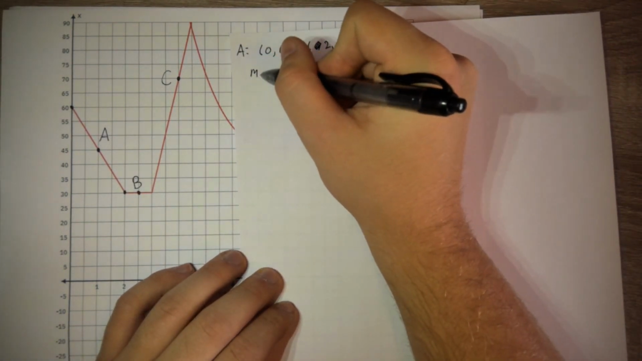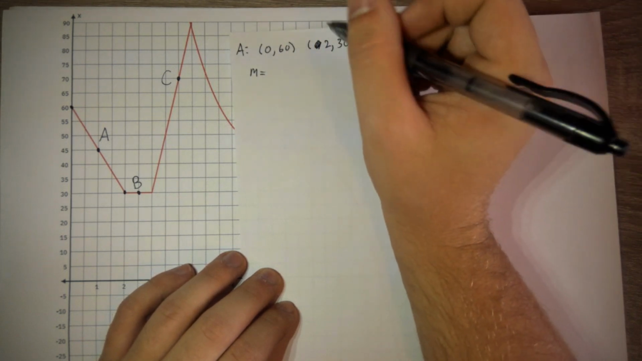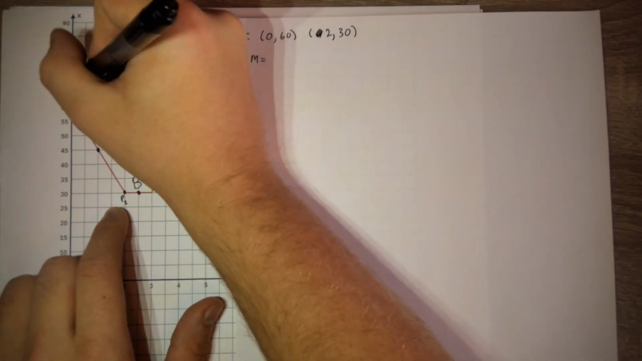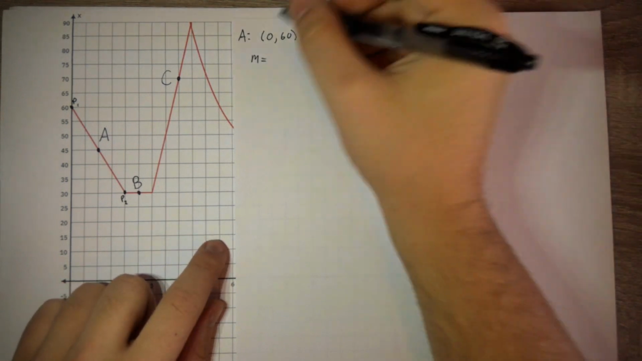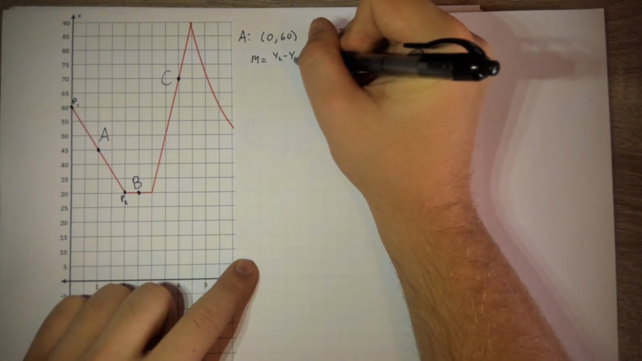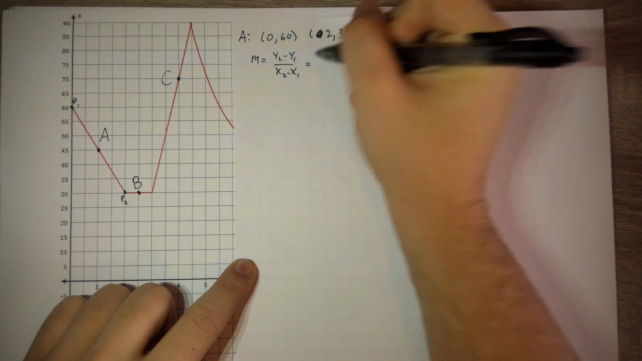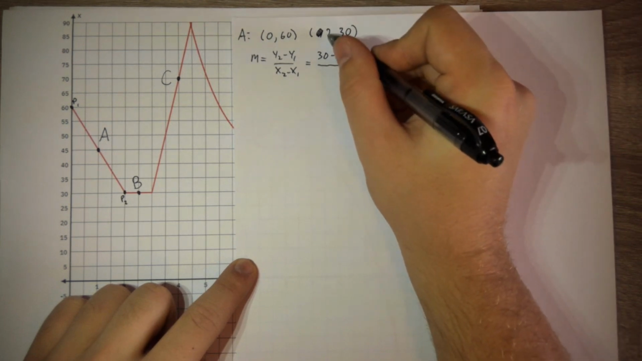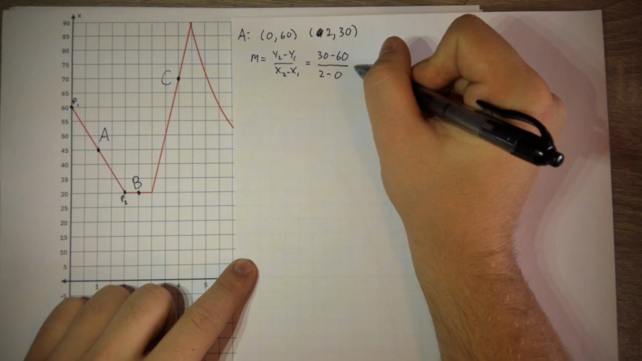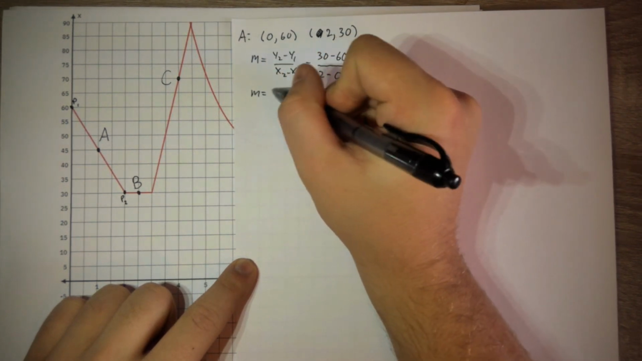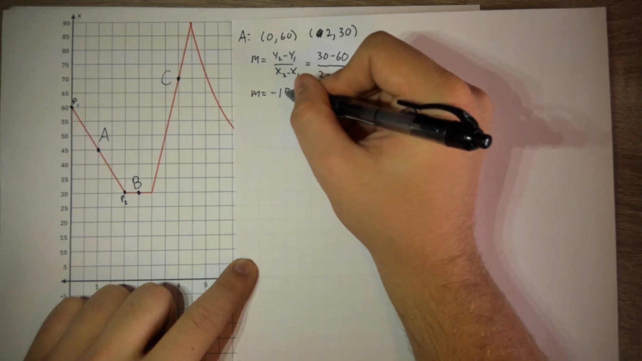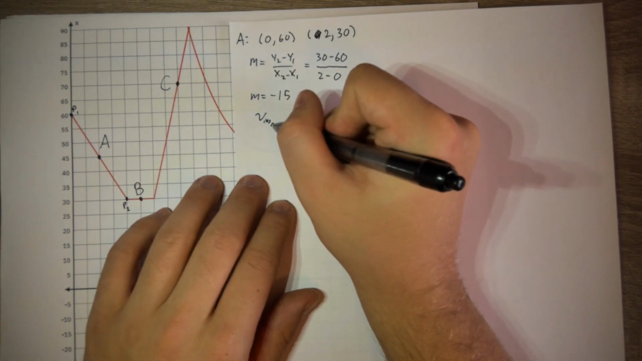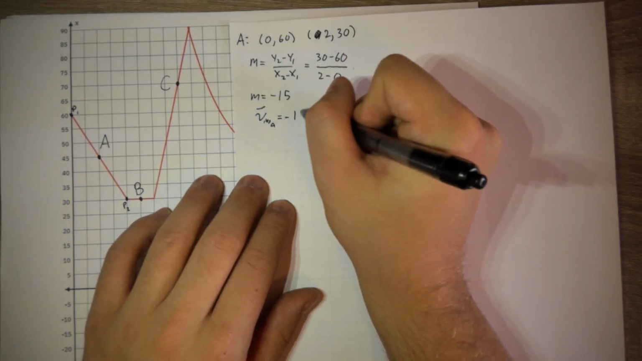Now we can find the slope. I'll call it m, which is our y, so this will be like point 2 and point 1. And we'll take y2 minus y1 over x2 minus x1, as usual. And so that's 30 minus 60 over 2 minus 0. And if you put that in, your slope equals minus 15. And therefore, our velocity at A is equal to minus 15 meters per second.